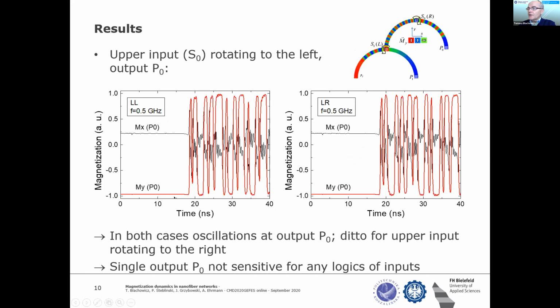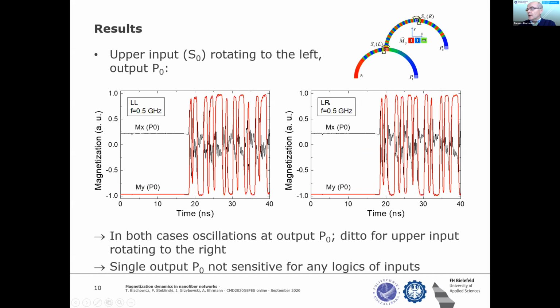So, using, for example, the LL configuration, this LL is related, as we remember, to the inputs, so the direction of rotation LL, we observe some characteristic oscillation of the magnetization components. Here, the figures are shown for the P0 output.